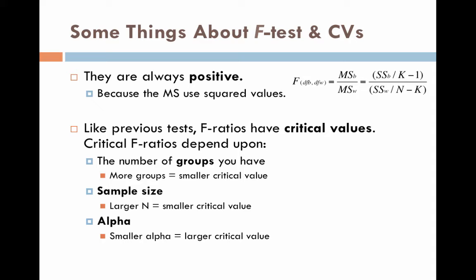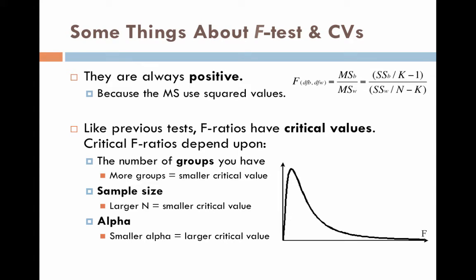But if our alpha is smaller, instead of having our alpha at the standard 0.05, if we reduce that to 0.01 and we're more conservative, well then we're going to have a larger critical value, because that means it's going to be harder for us to reject the null and find significant differences.